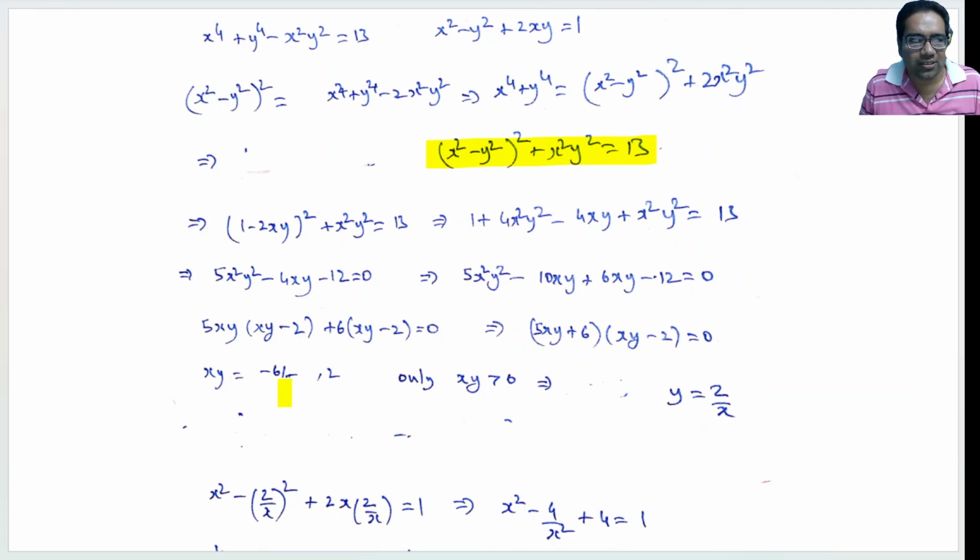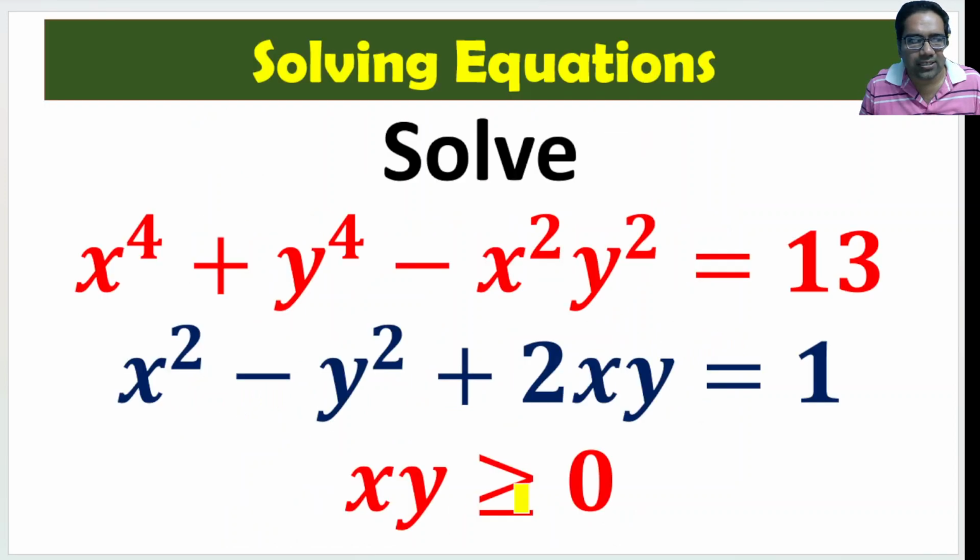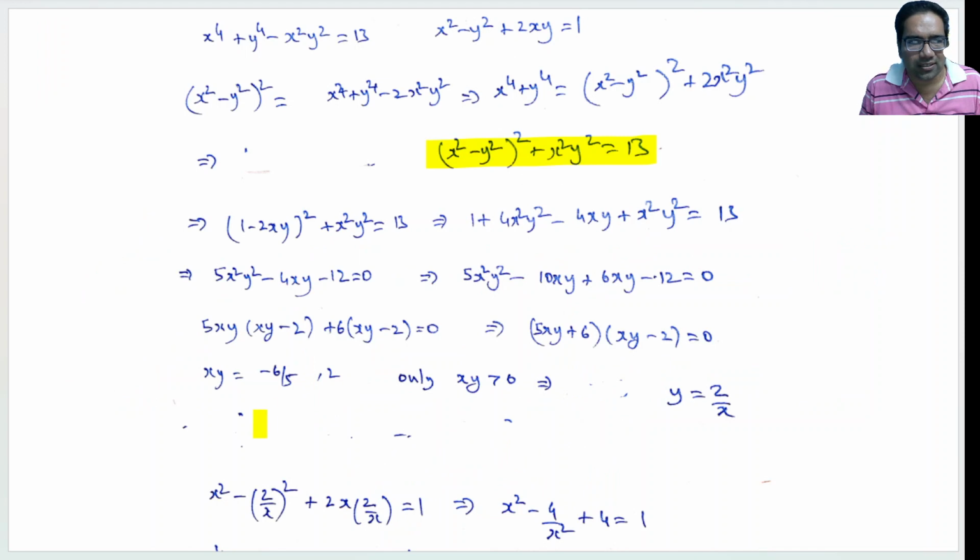That means xy equals minus 6 by 5 or 2. But as per our condition, xy should be greater than or equal to 0. So we can discard this and we are left with xy equals 2. That means y equals 2 by x. So these two equations have massively simplified to y equals 2 by x.